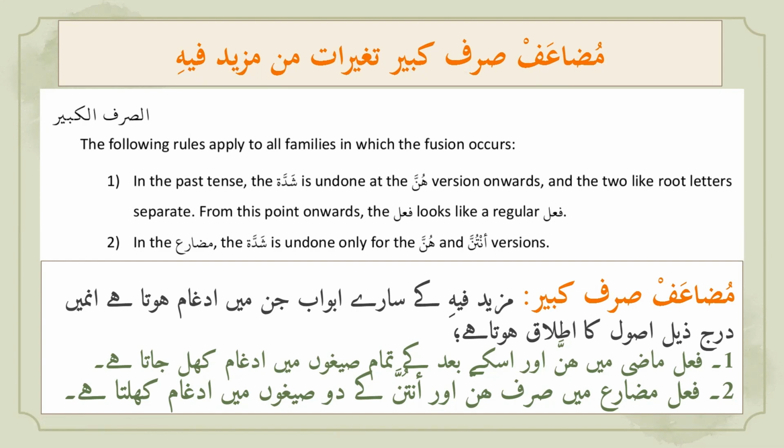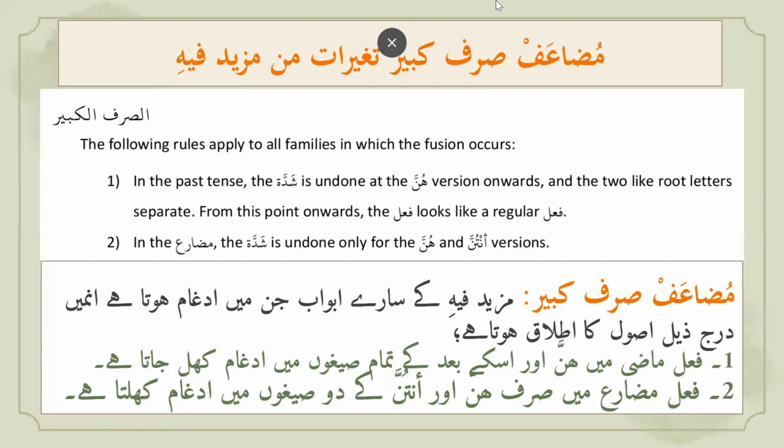Family 2, Bab Taf'il, or you can say Bab Allama, and family 5, Bab Ta'allama, or you can say Tafarraqa, are the families in which fusion doesn't occur. Other than those families, like if you see in third family, in fourth family, in sixth, seventh, eighth, and 10th family, fusion occurs. So these rules apply to all these families for Sarf Kabeer.